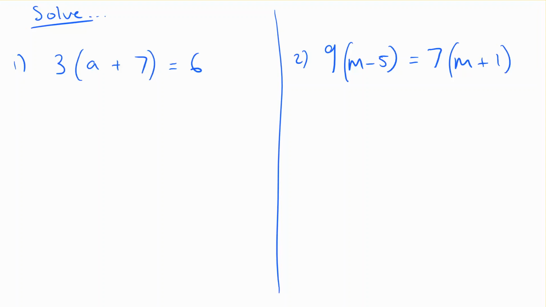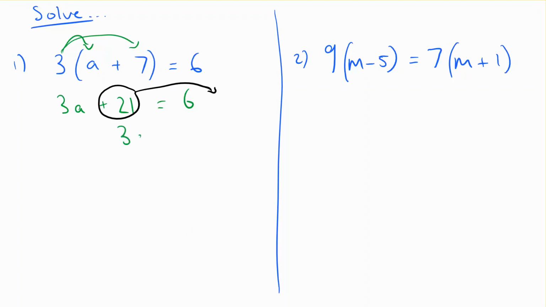So first step, let's go and expand the brackets. 3 times a is 3a. What is 3 times positive 7? That's positive 21. This equals 6 because we're just putting the 6 and carrying it underneath there. Now, this just looks like a normal two-step equation. So let's go and move this 21 to the other side.